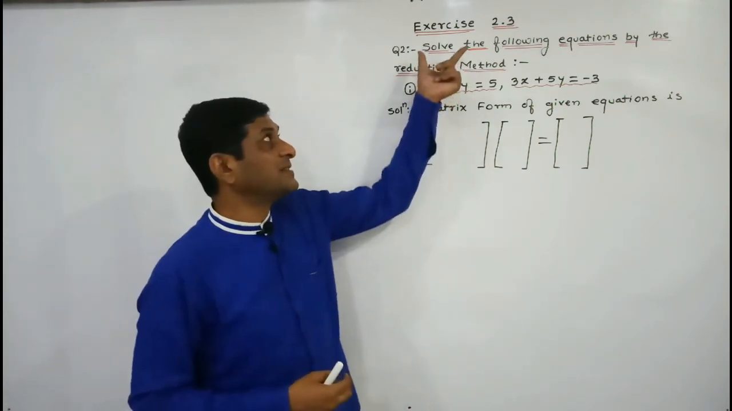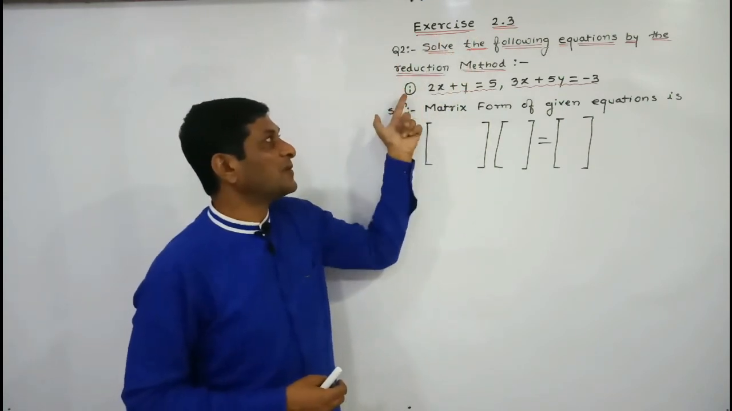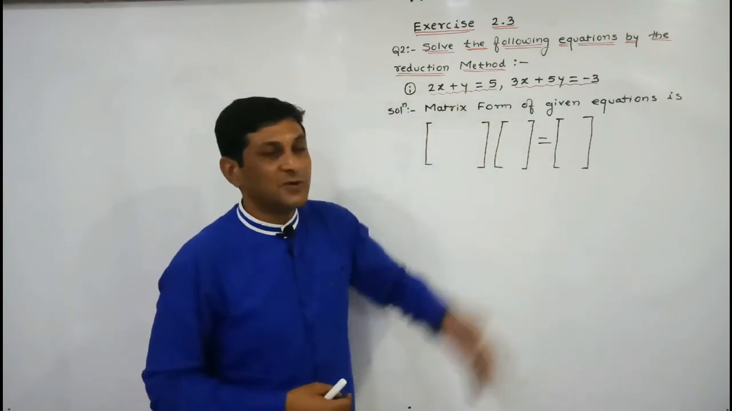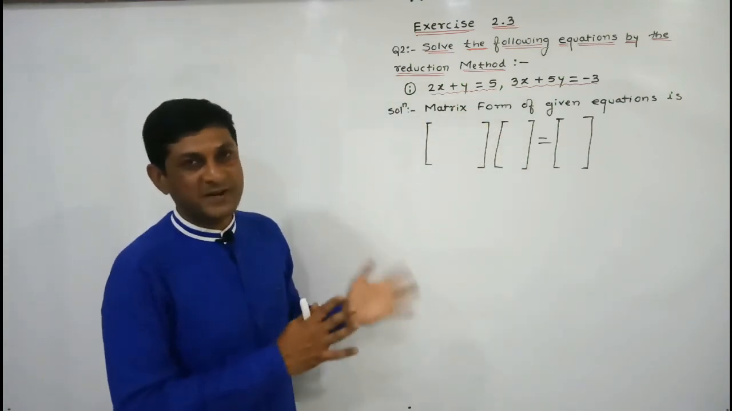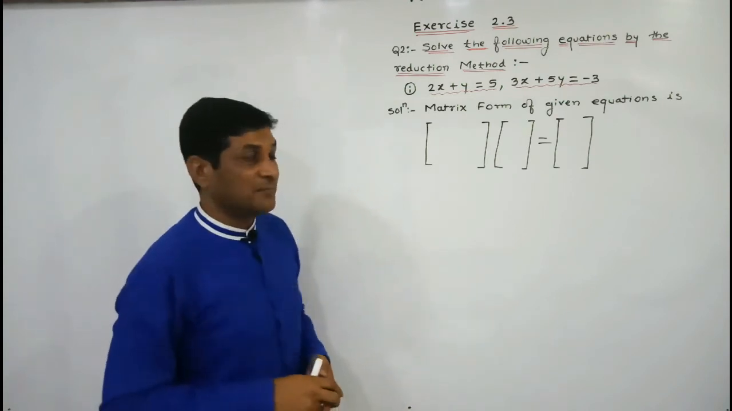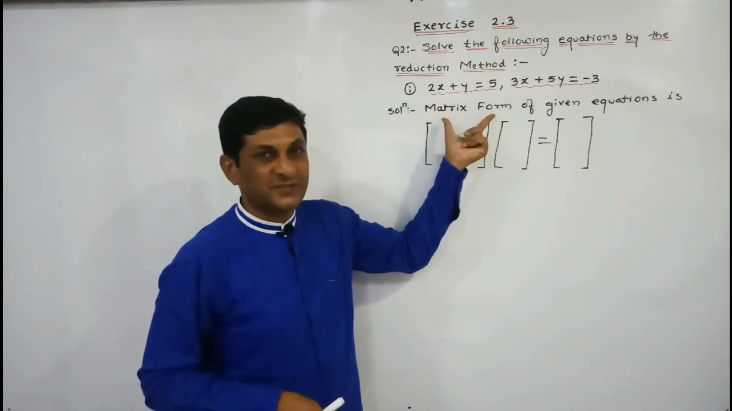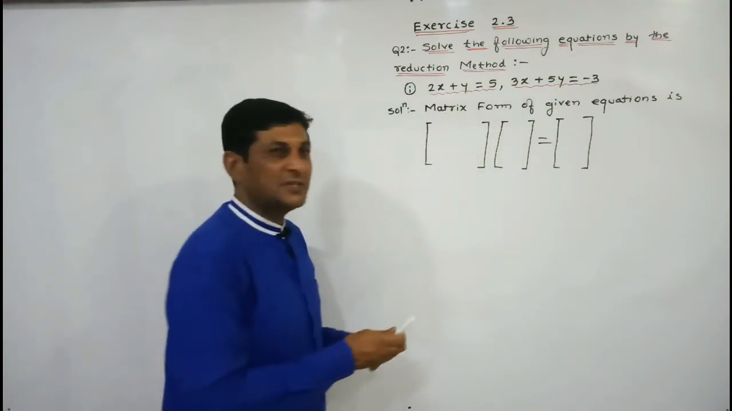So we are considering an example from exercise 2.3. From question number 2 we have considered the first example, and we have to solve this equation applying what? Reduction method. To apply the inversion method or the reduction method, the first aim is to write down the given equation in which form? Matrix form. So first write down this equation in the matrix form.